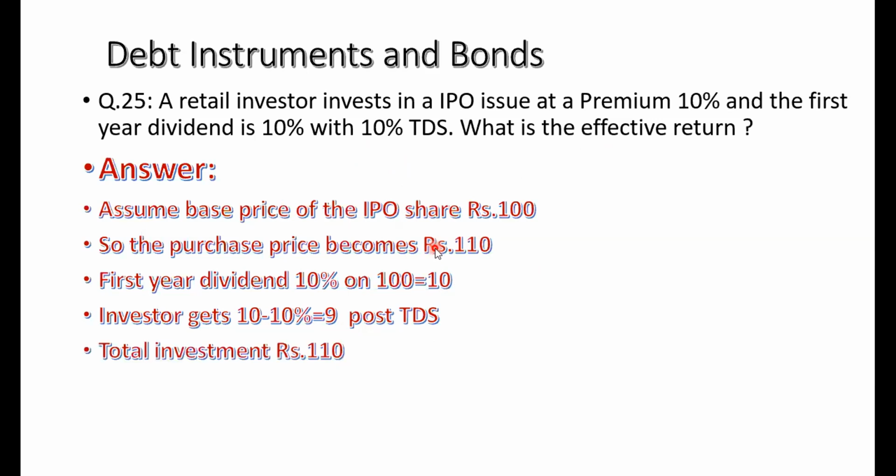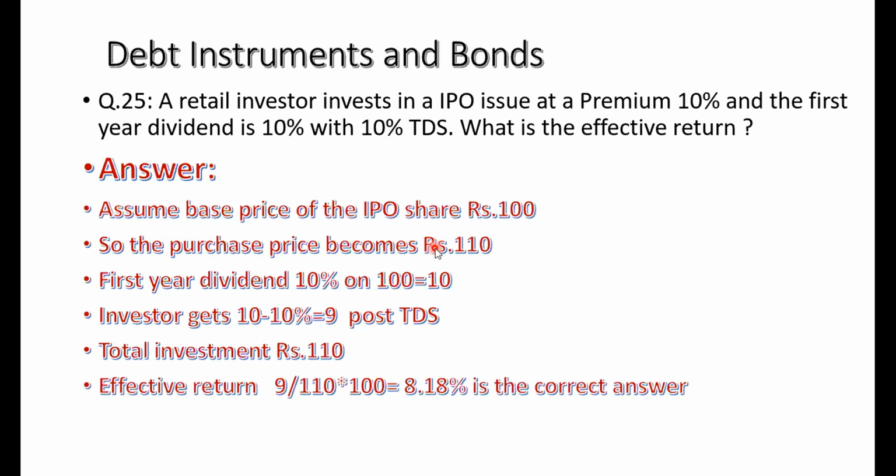So 9 divided by 110, press the percentage button. How much are you getting? 9 divided by 110, percentage button. Tell me, anyone. Yes, boss. Not this much time, you should not take. 8.18. Very good. Super, madam. 8.18. That is all. Spirit of CAIIB. 8.18 is the correct answer.